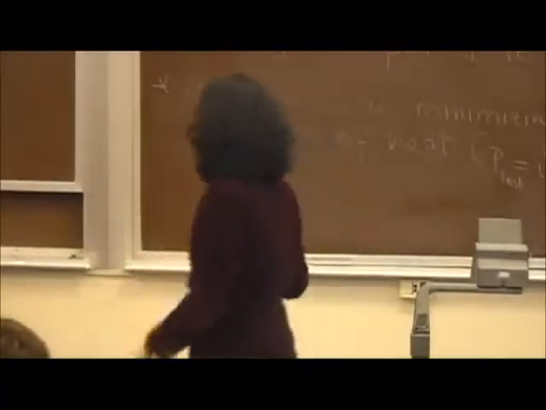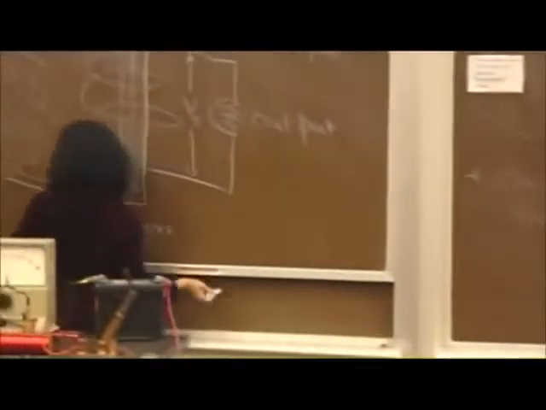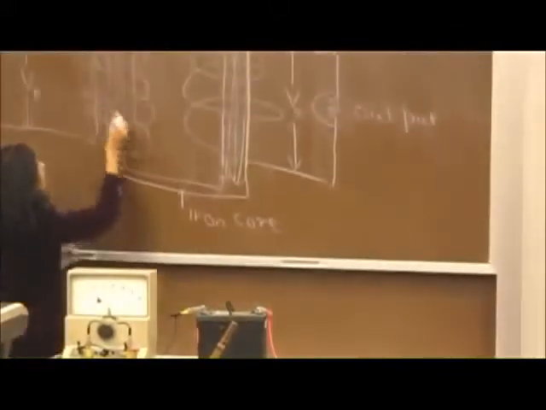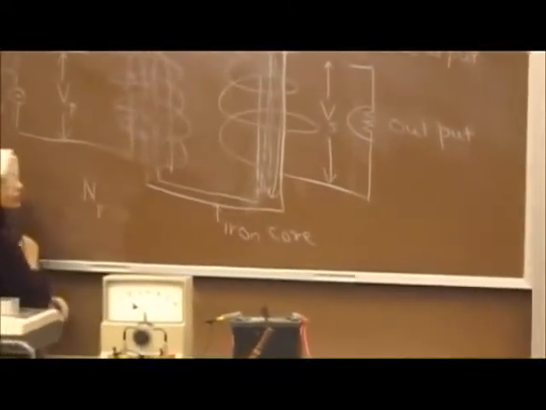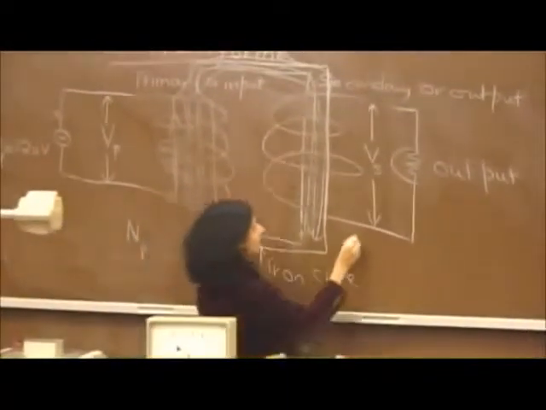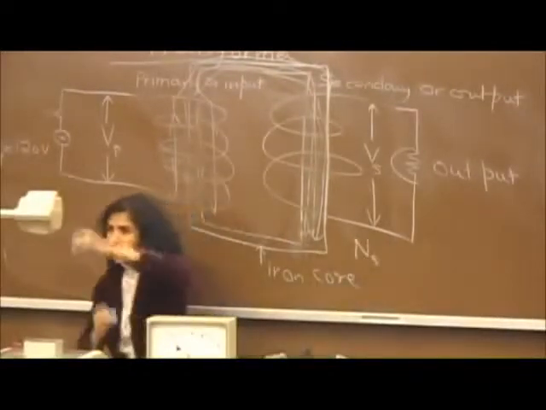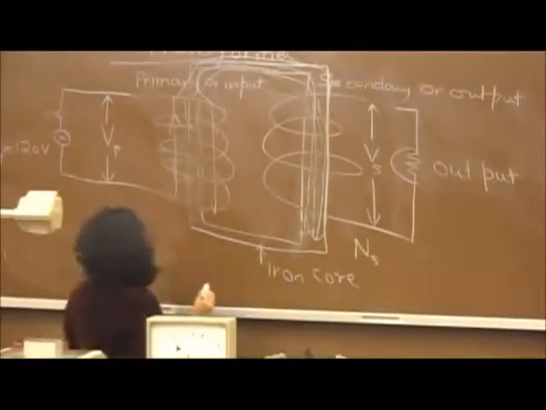Any questions? So let's then write down what we can write mathematically. Can I say that V primary should be equal to, let's say that there are N sub P turns in the primary, and N sub S is the number of turns in the secondary. You know, how many windings there are? Okay, then suppose from Faraday's law the induced EMF in the primary should be what? Who wants to tell me?